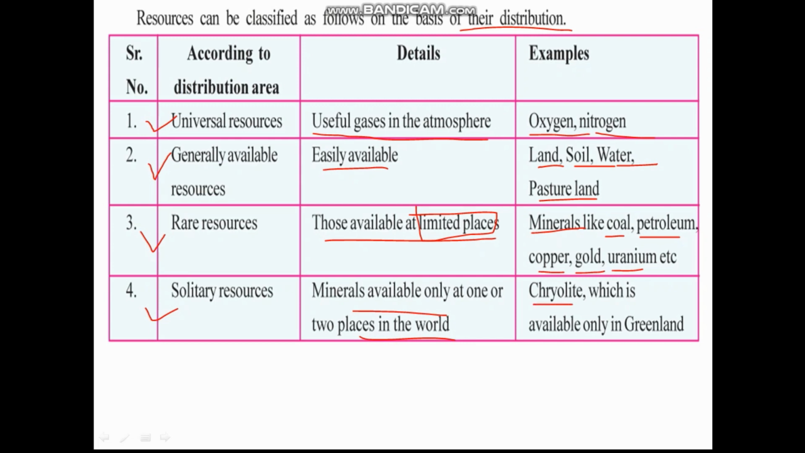This particular mineral, cryolite, is available only in Greenland. See, it is only available in Greenland. The commercial deposits are only available in Greenland, and this particular mineral is used extensively in the aluminium industry. Now, solitary, what does this particular word mean? Solitary means alone or single.